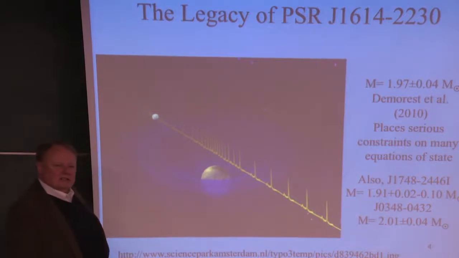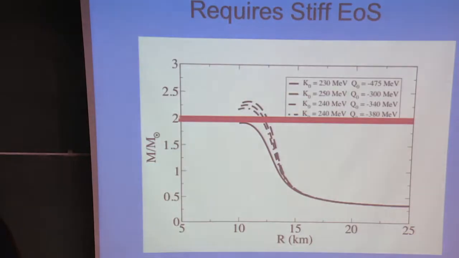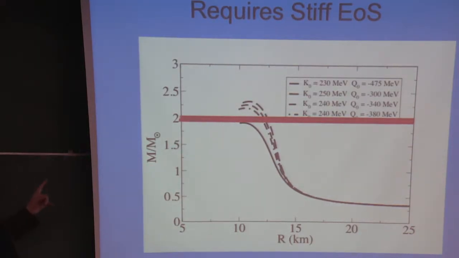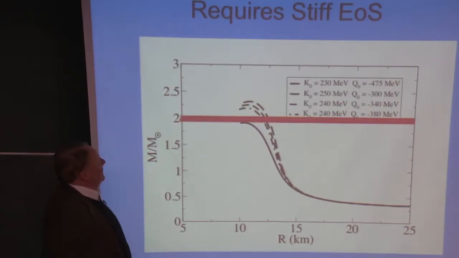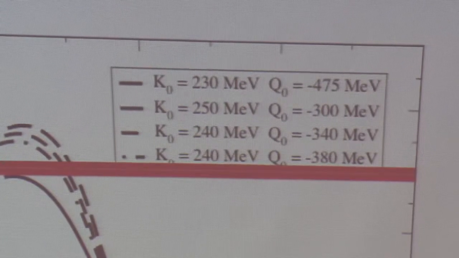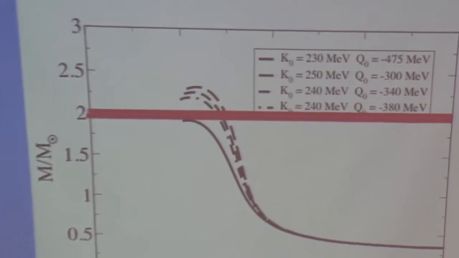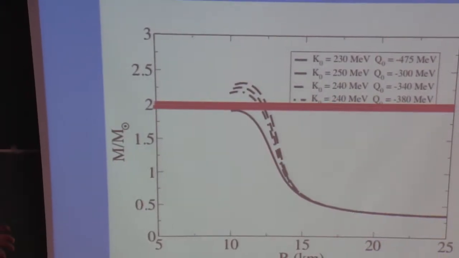So we have three systems like that now that show a very heavy neutron star. That requires a stiff equation of state. This is just a schematic calculation. This is a parameter, the compressibility of nuclear matter. So we talk about how stiffly the nucleus responds to trying to squeeze it.